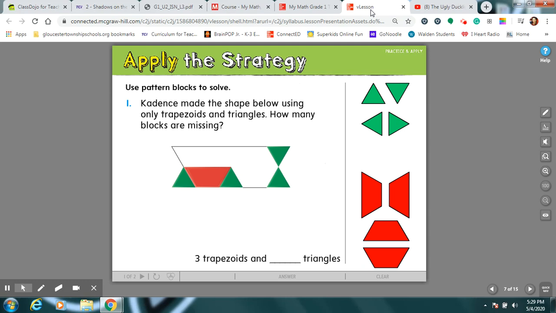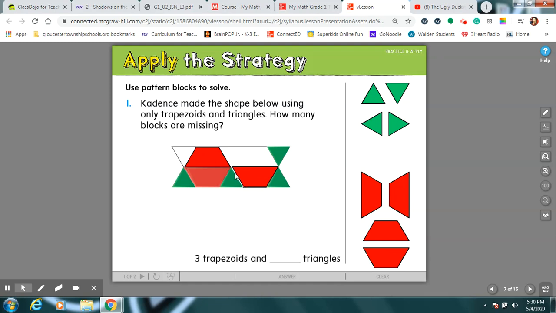So let's try it out. The first part is done for us. It says she used 3 trapezoids. So, I only see 1. That means we need to put in 3 altogether. So how many are missing? Yeah, 2 of them. So let's put in 1 right here. What do you think? Yeah. And let's put in 1 right here. Do we have 3 trapezoids now?